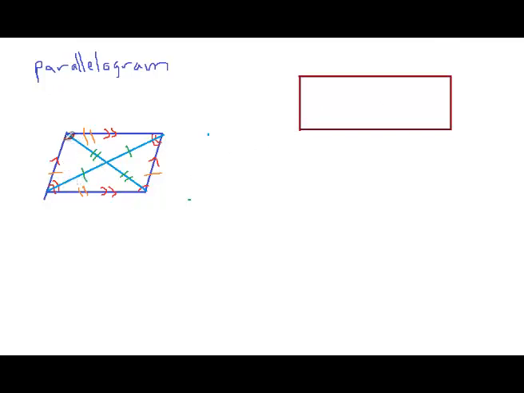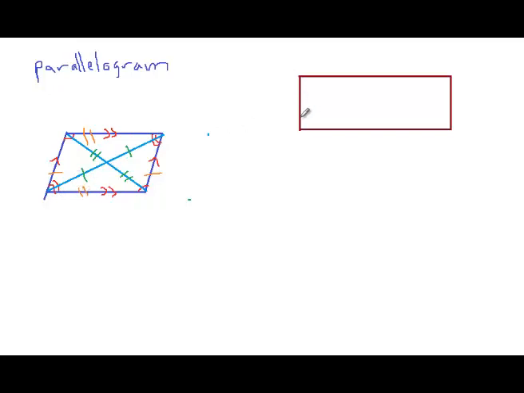Consecutive angles in a parallelogram have to equal 180. This plus this has to equal 180, which is common sense because it's a quadrilateral, so all the angles together have to equal 360. And if all the angles together have to equal 360 and the opposites are equal to each other, then each side has to equal a total of 180.